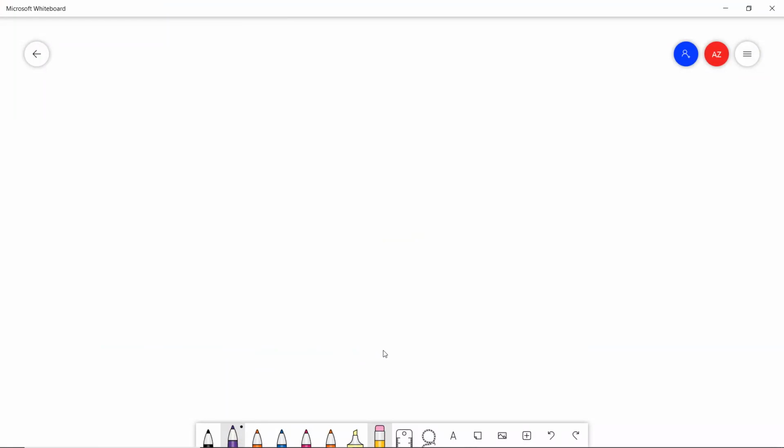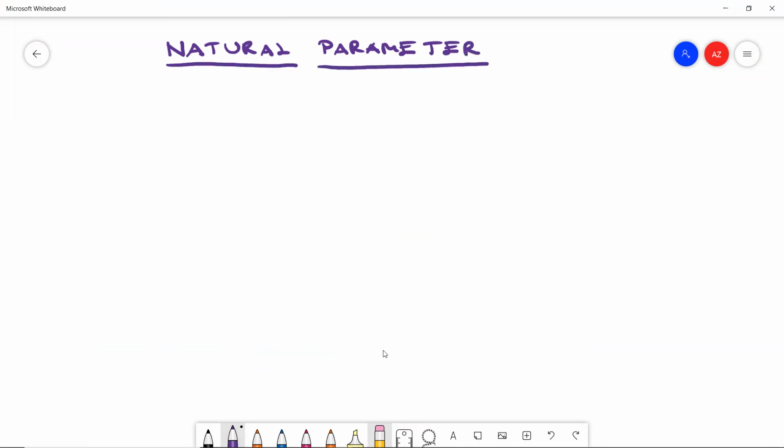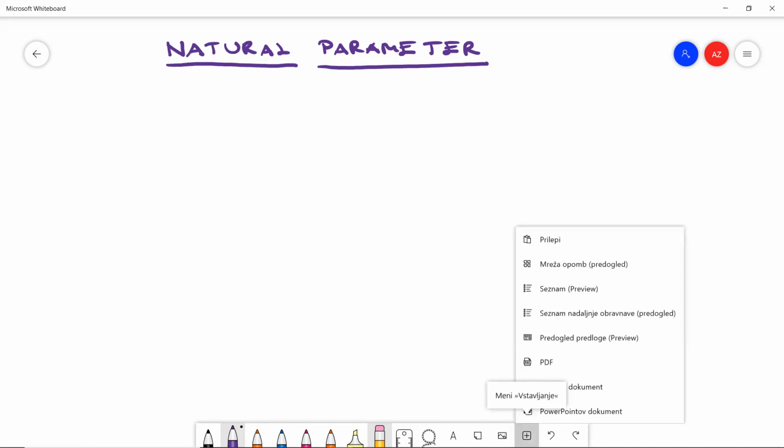Okay, the first thing which we are going to study today is one parameterization of the curve, which is especially important. It goes by the name natural parameter. We will see why this natural parameter is important, at least in theory. So for the natural parameter, I will use slides and explain the slides.